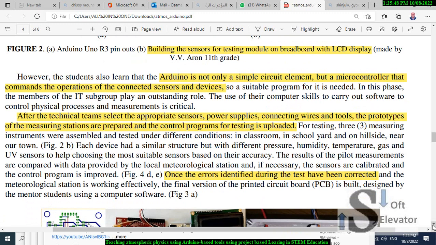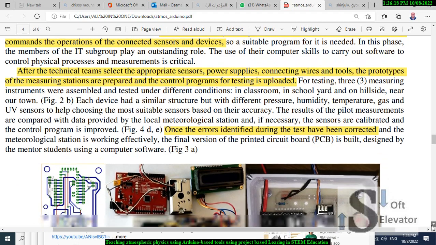After the technical teams, which are number 4 and number 5 subprograms, select the appropriate sensors, power supplies, connecting wires and tools, and prototypes of the measuring stations are prepared, the control program for testing is uploaded for testing. Maybe after we operate these programs with this Arduino, we can find some errors. Once the errors identified during the test have been corrected, it worked suitably.